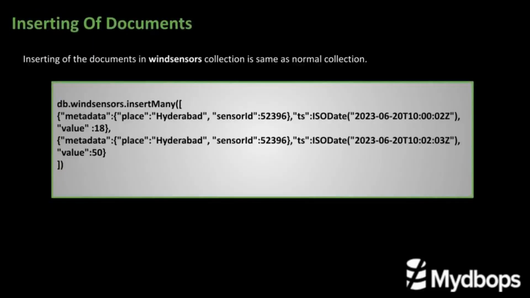Here we are going to insert a small amount of data into the winSensor collection. We are inserting two documents which have metadata as the meta field, TS as the time field, and value as the measurement. Inside the meta field, we can also have sub-documents. And we also need to observe one thing: we are inserting two documents which have the same metadata.